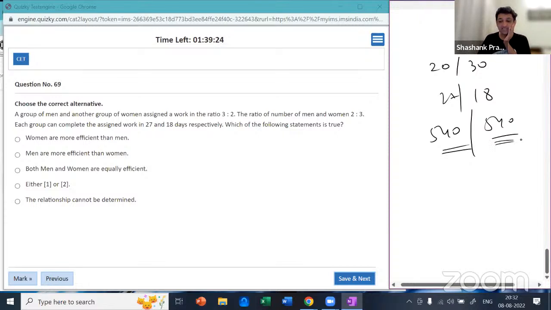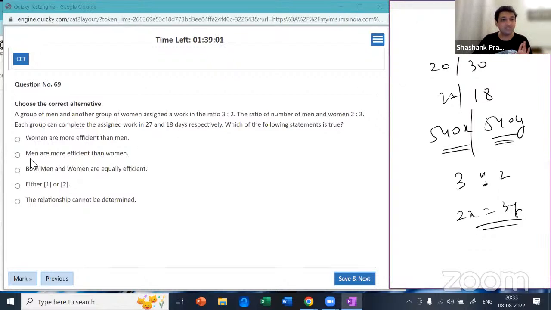So 540 of this is whatever. So 20 efficiency chahiye na, haan. So x and this is y. So if this is in the ratio of 3:2, then can we say that 2x is equal to 3y? So the amount of work done by 2 men is equal to the amount of work done by 3 women, meaning that men are more efficient than women.